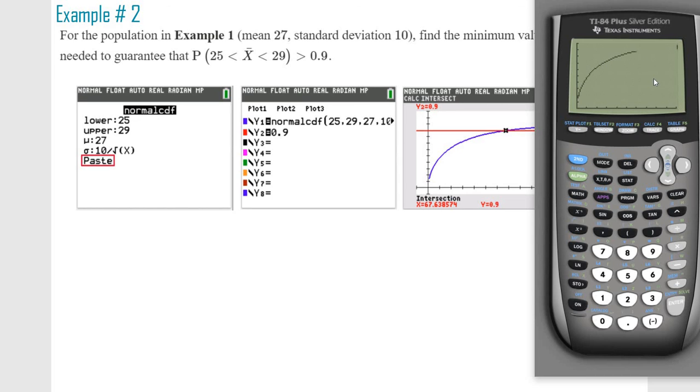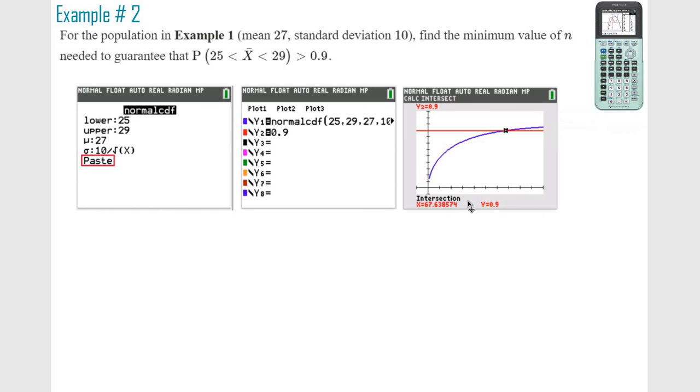Maybe I did too many data sets, but that's all right. It's going to take a second. It's almost to the end. There we go, there's 0.9, and then I can do my second trace, choose intersection, and get right there. That intersection happens when x is 67.6.